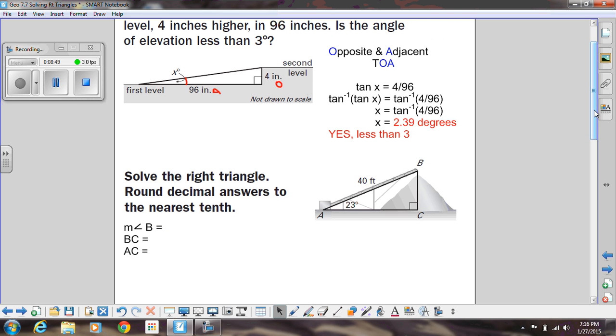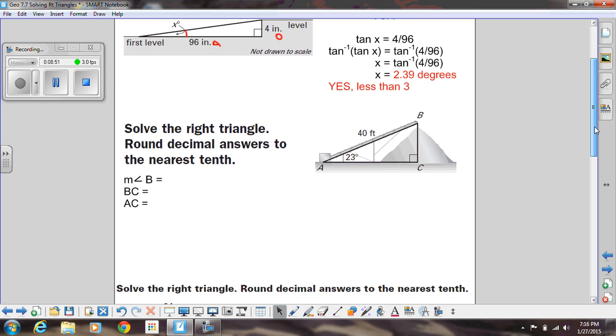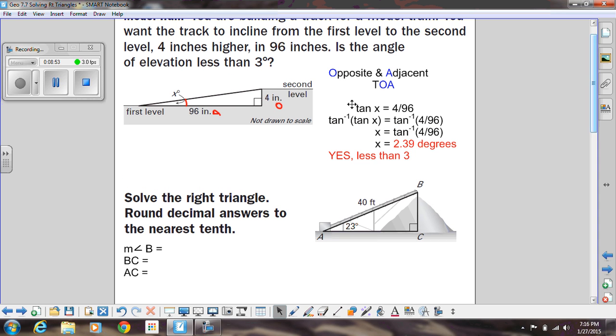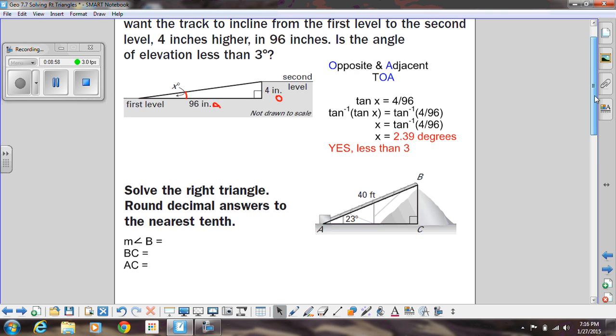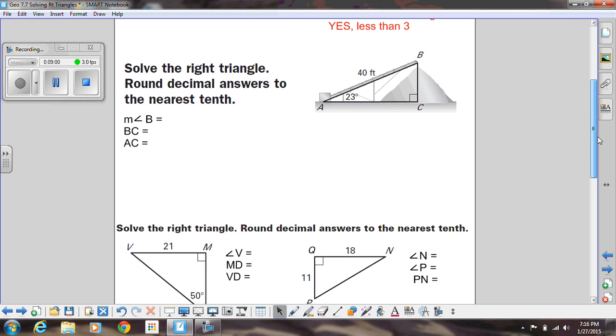Otherwise, the wheels would go too quickly down the ramp. So this is very common for things to move easily across a ramp. So let's go down to this one. We're going to be solving a right triangle.